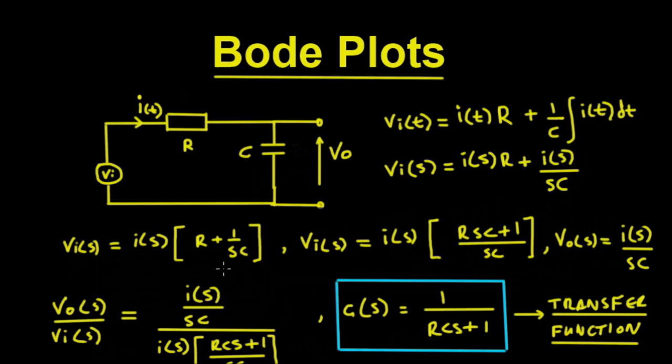There's no integrations or differentiations in this complex frequency domain. So we can take the common factor of SC, which will give us RSC plus 1. This gives us the value for V in as a function of the complex frequency S. Now V out is just given by what we have above, the I of S upon SC. It's just the volt drop across that capacitor, which we defined up here.